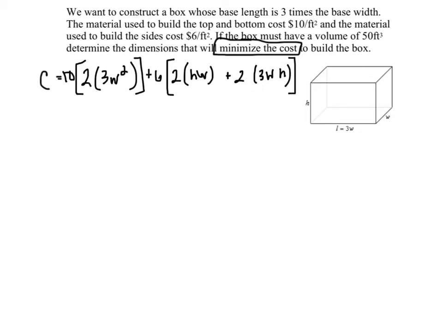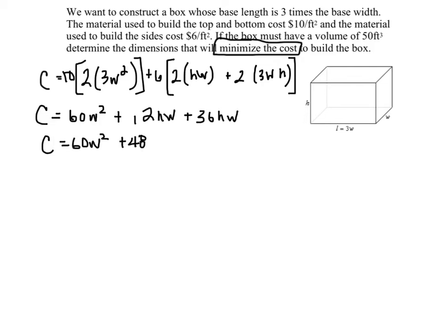So you can immediately do some cleanup here. 10 times 2 is 20, times 3 is 60. So we've got 60W squared plus 12HW plus 6 times 2 times 3 is 36HW. And we could combine our like terms and have 60W squared plus 48HW. So already we've done a lot, but we do have 2 variables, so we have to go to our constraint equation.